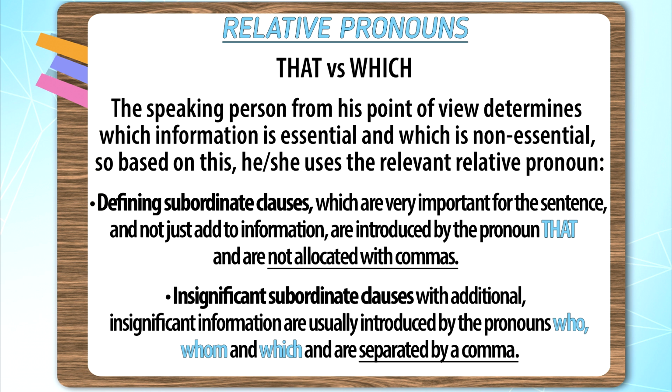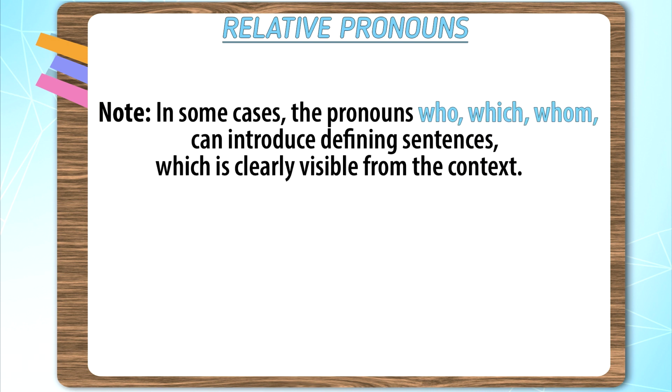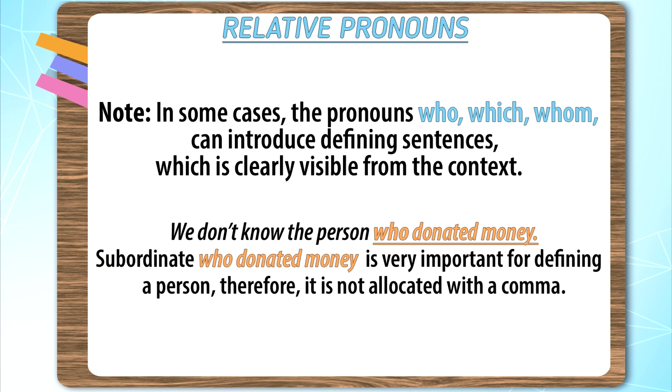Note, in some cases, the pronouns who, which, and whom can introduce defining sentences, which is clearly visible from the context. For example, we don't know the person who donated money. Subordinate clause, who donated money, is very important for defining a person, and therefore it is not separated with a comma.